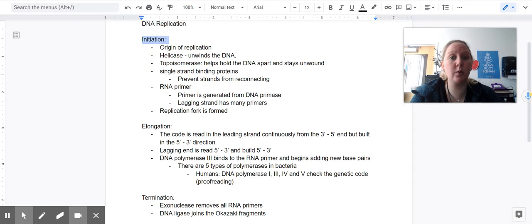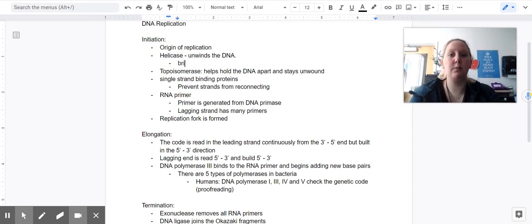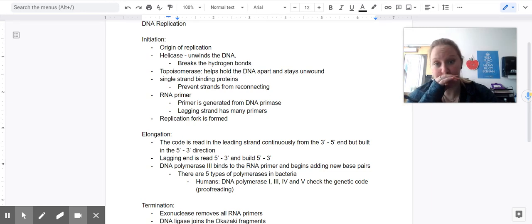It starts at the origin of replication, which forms a replication fork. Helicase then comes in and unwinds the DNA. It breaks the hydrogen bonds between the two strands of DNA, holding the nucleotides together. We have another enzyme that comes in and helps the DNA stay apart. It unwinds it ahead of the replication fork.